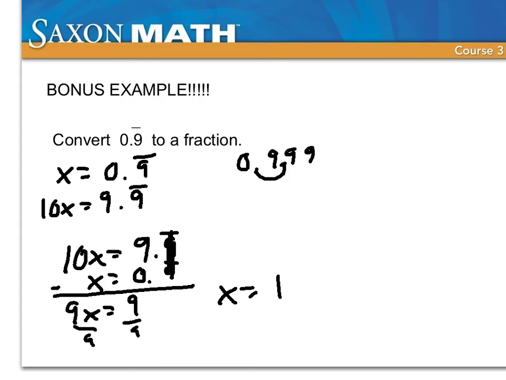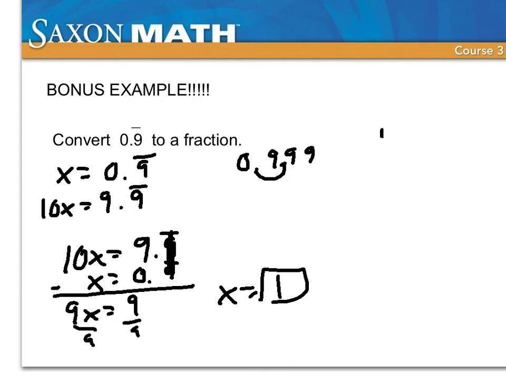So 0.9 repeating to a fraction is 1. And that blows a lot of people's minds: how can 0.9 repeating actually equal 1? But we proved it right here. And there's another way to prove that.